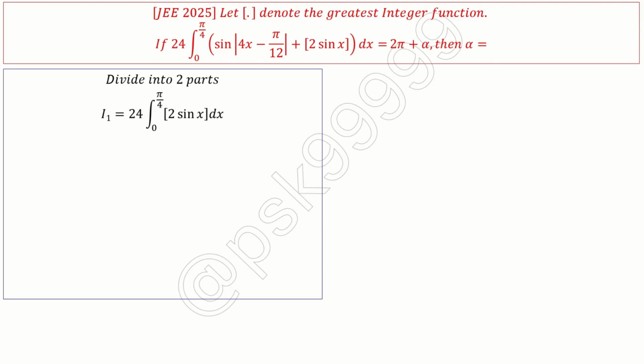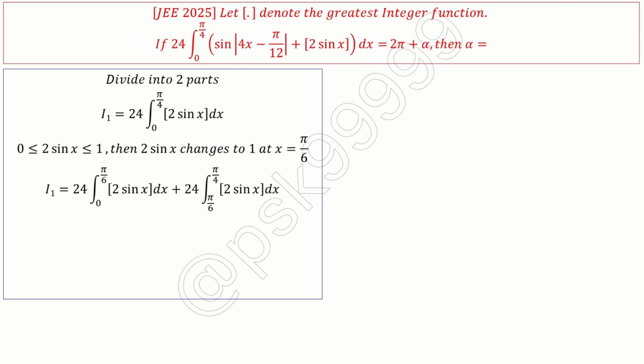I1 is, let's take easy one, 24 times integration from 0 to pi by 4 of GIF of 2 sin x dx. Okay, so from 0 to pi by 4, 2 sin x will move from 0 to 1. Okay, 0 to 1. That means 2 sin x changes to 1 at x equal to pi by 6. It is 1. And then we know that pivotal point, right? Otherwise, it is less than 1.